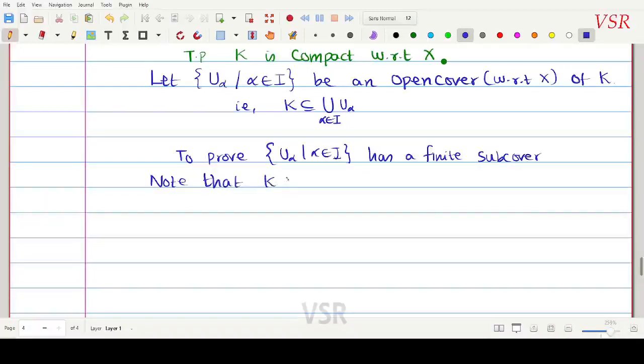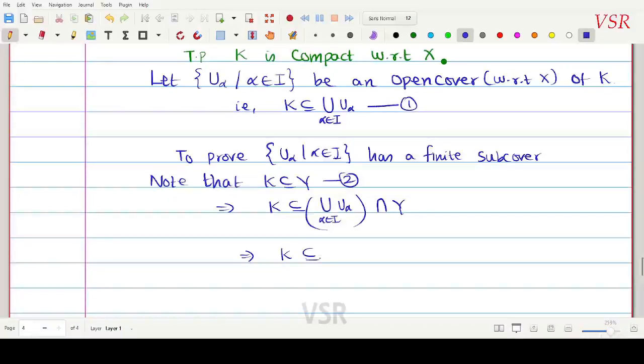Note that K is a subset of Y, so this implies that K is a subset of union of all U alpha, alpha belongs to I, intersection with Y. Correct? So this implies that K is a subset of, using the distributive law, what will we have?